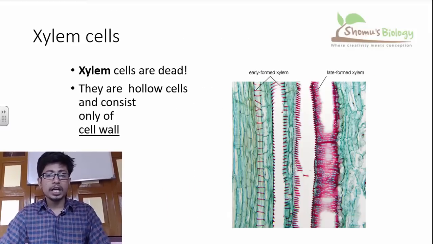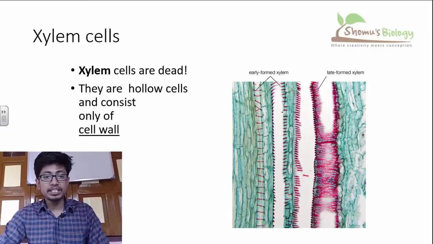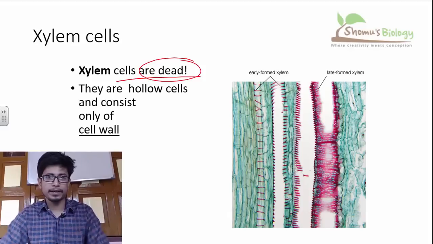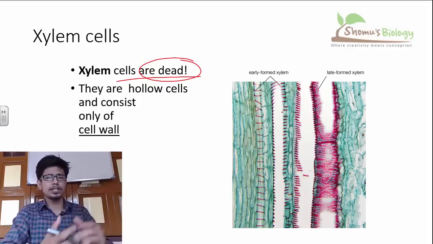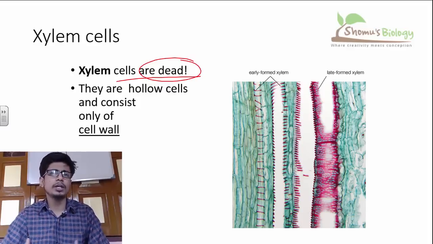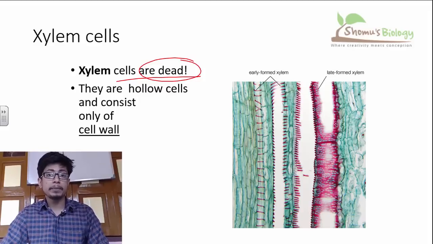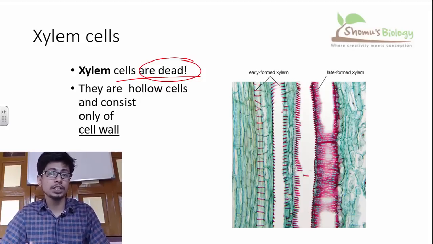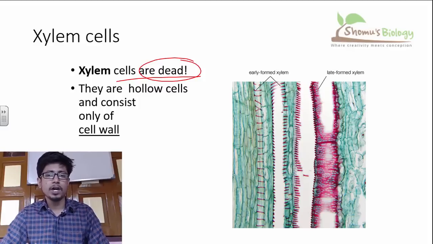Now xylem cells are actually dead. You are probably astonished about that. Why are xylem cells dead? You thought they would be alive because they are carrying water. No, they are dead because they are not required to divide and multiply. Why would you require that? Because it's not a physiological unit.